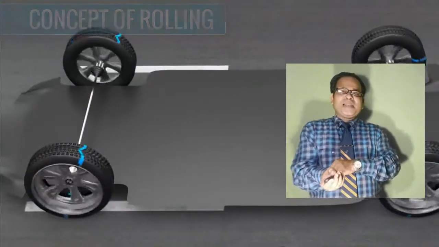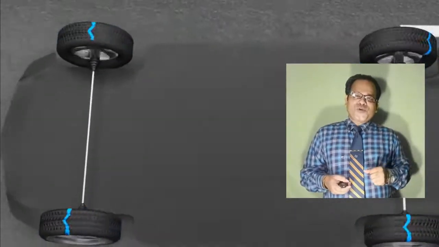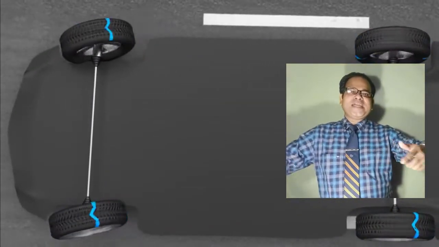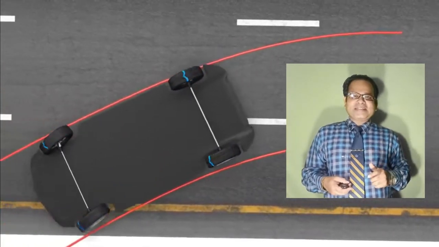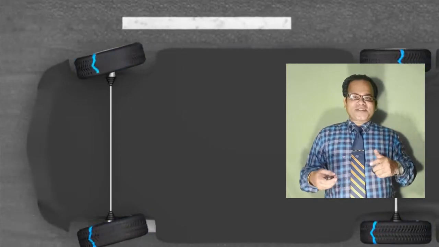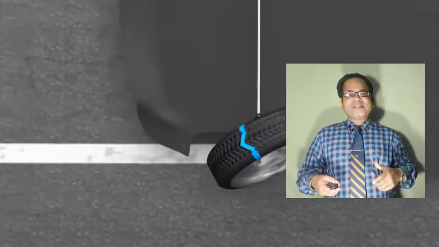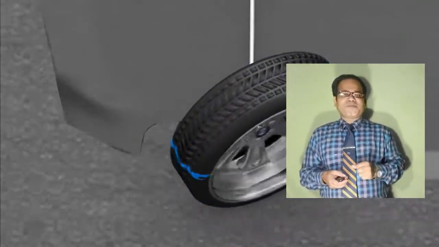In an automobile, car or truck, all four wheels should be rolling at the same time to avoid slipping. In fact, this simple rolling principle is the reason why a car turns when you turn your front wheel. Now let us check it.